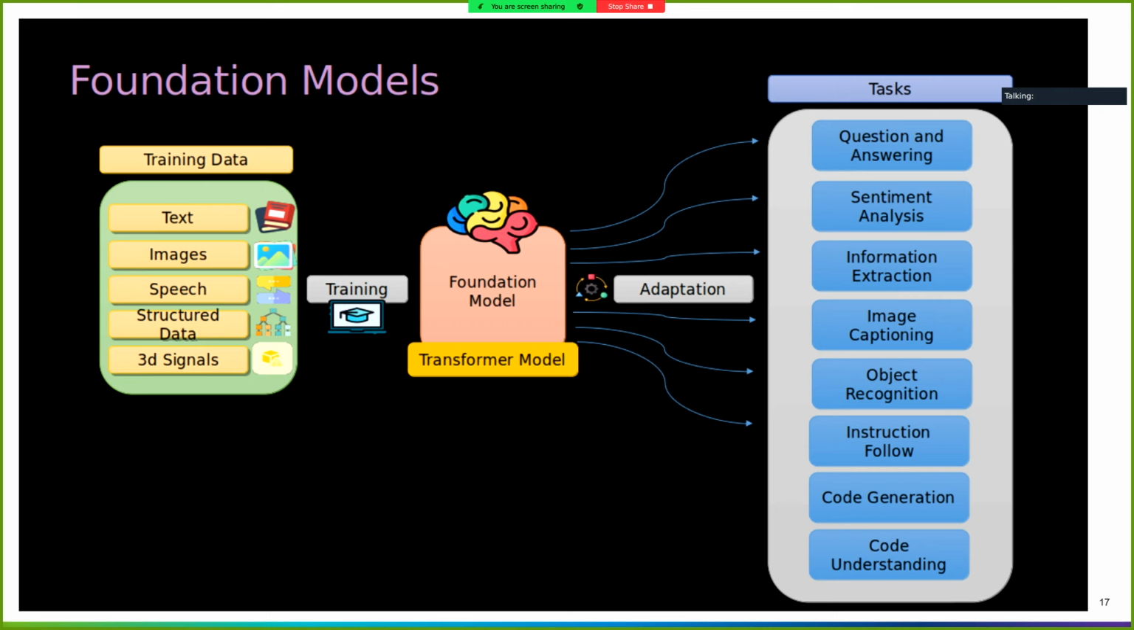These models are called foundational models because they're pre-trained. Again, this is showing the input on one side and then the type of use cases that you can do on the right side. I've covered some of those already. Sentiment analysis is pretty good. Is this a positive tweet? Is it not a positive tweet? Things like that.